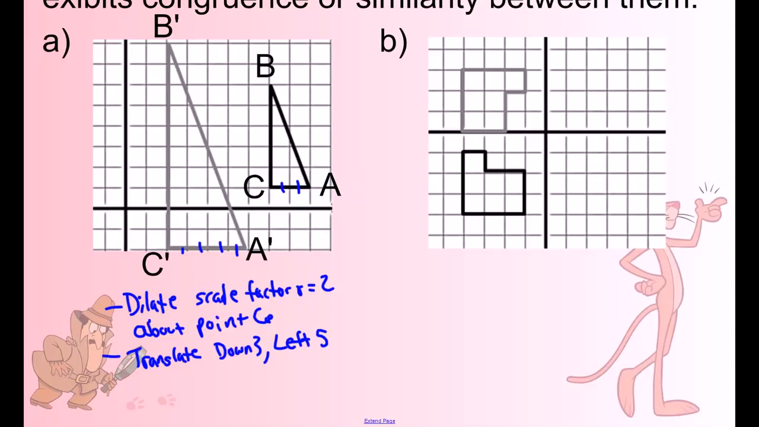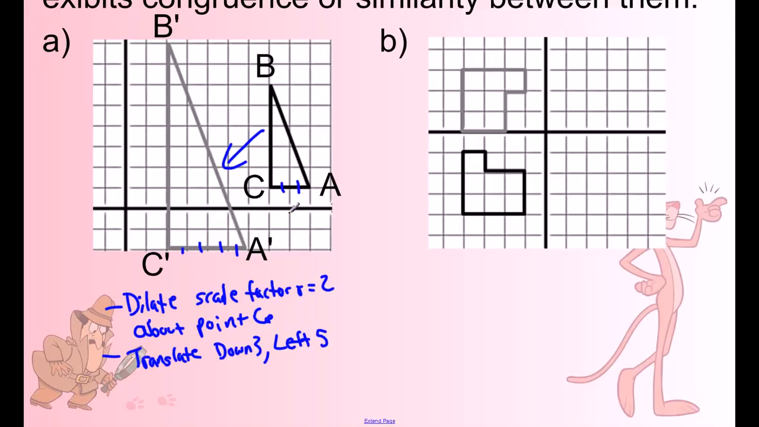The dilations should be easy to spot. Your image will either be much bigger or smaller than the original. The other ones, well, it's either going to be a rotation, a reflection, or a translation. So in letter A here, I recognize that this original image moved that way, so I say it's a translation.